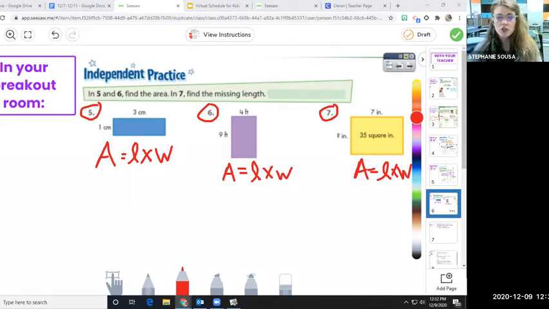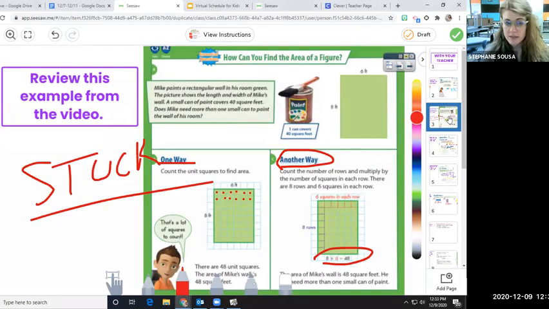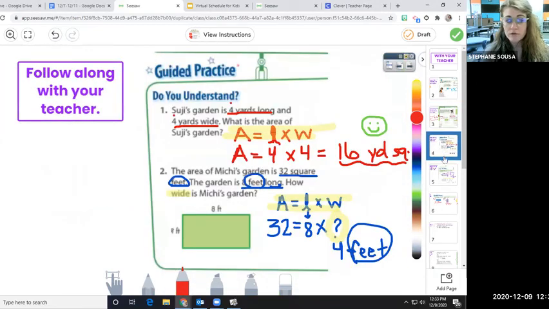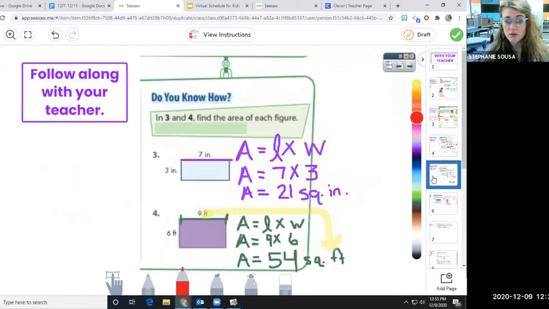I'm going to put you into your breakout room with a partner, and with your partner, you are going to solve numbers 5, 6, and 7, which is on slide 6. In 5 and 6, find the area. In 7, find the missing length. We've solved one of each of these kinds of problems. So if you or your partner forget, you have the example. You also have the 4 that we just solved together. And look, there's one where a dimension is missing on slide 2. And there they are where we have both dimensions but need the area.